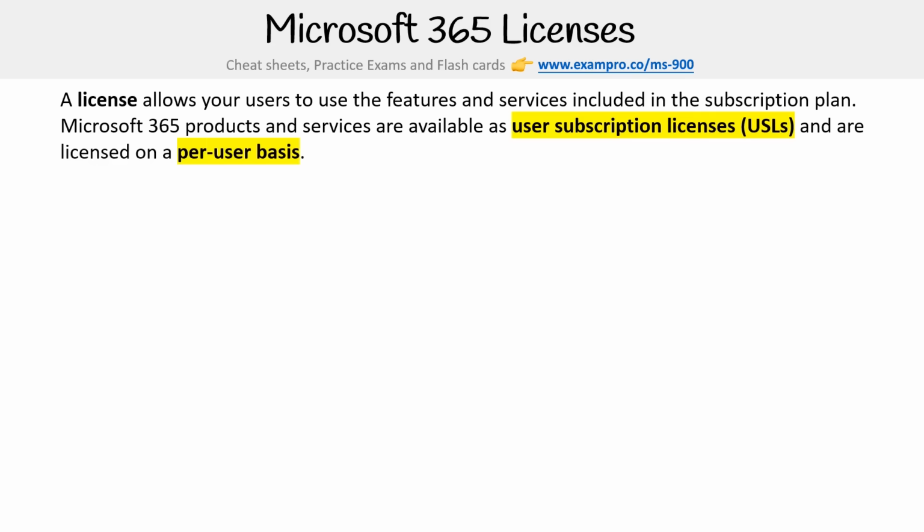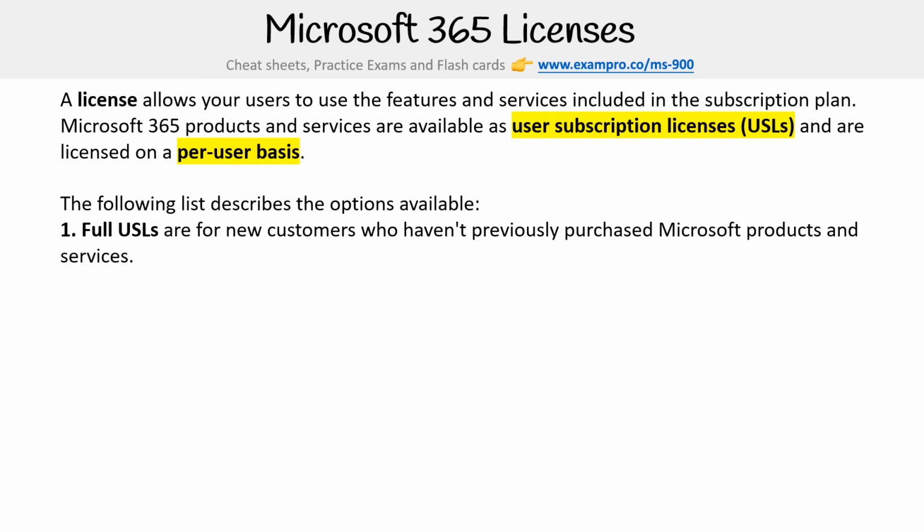Hey, this is Andrew Brown from ExamPro, and we're taking a look at Microsoft 365 licenses. So, what is a license? Well, a license allows your users to use the features and services included in the subscription plan. Microsoft 365 products and services are available as user subscription licenses, abbreviated as USLs, and are licensed on a per-user basis. So, the following list describes the options that are available.